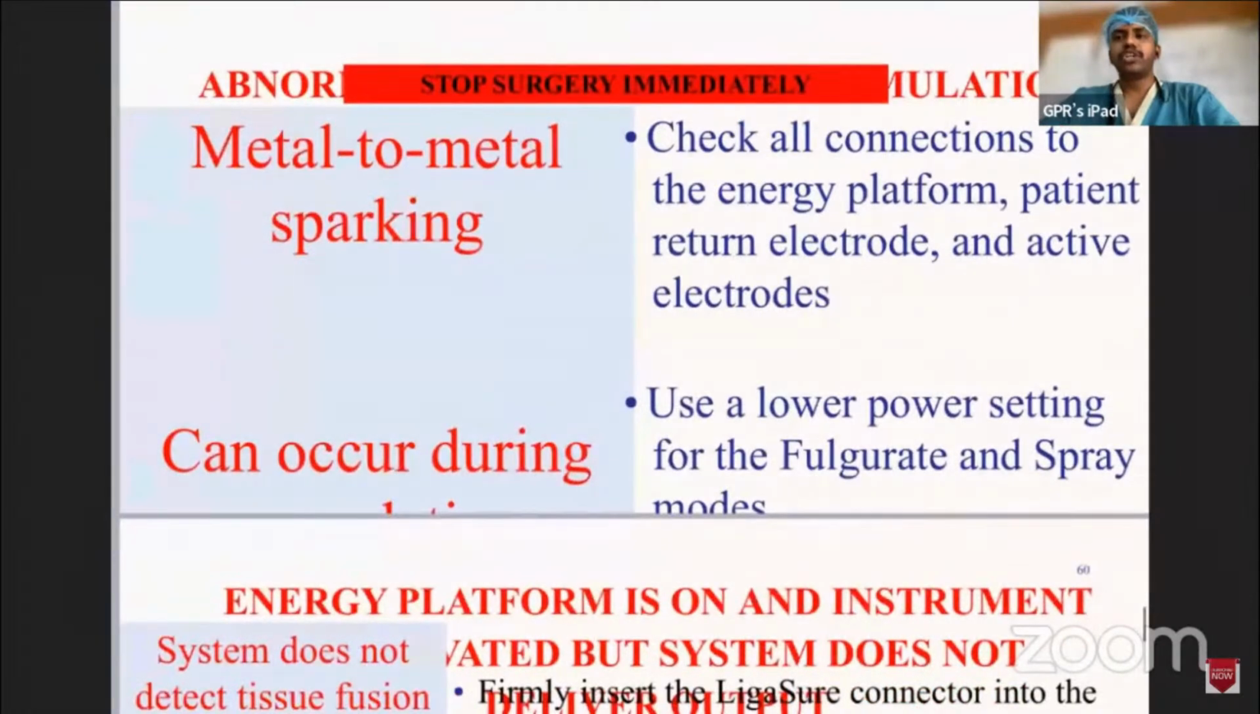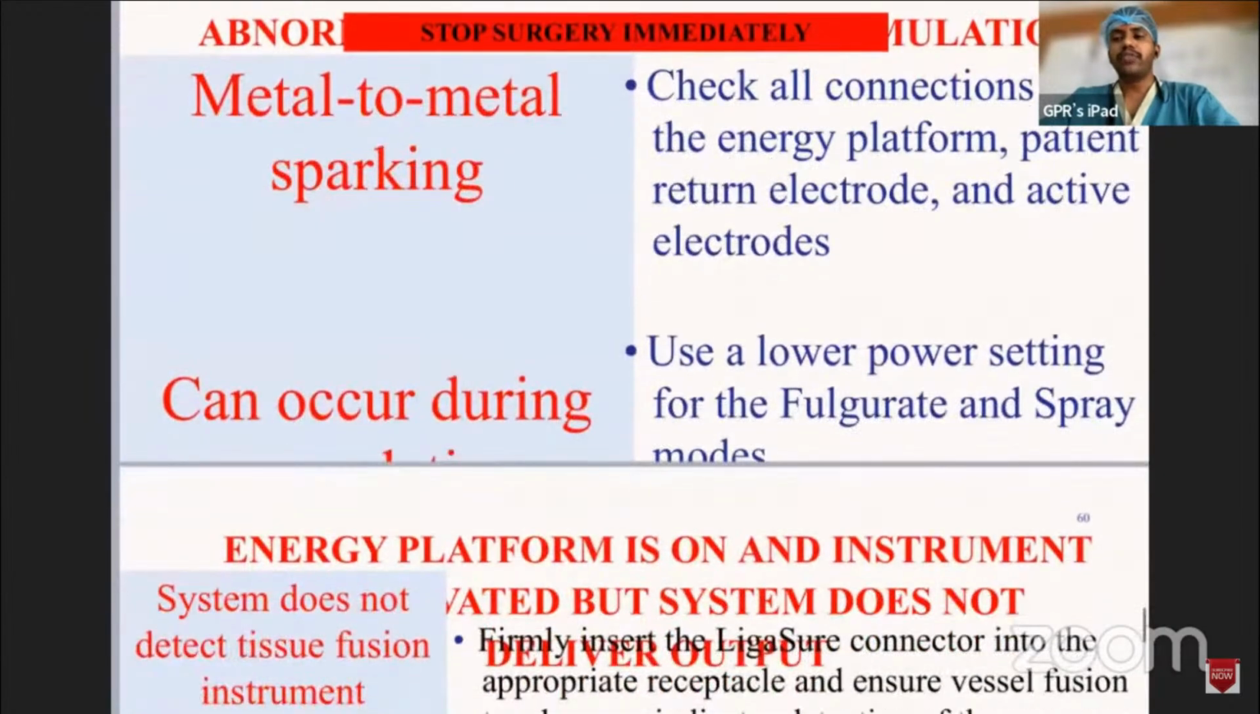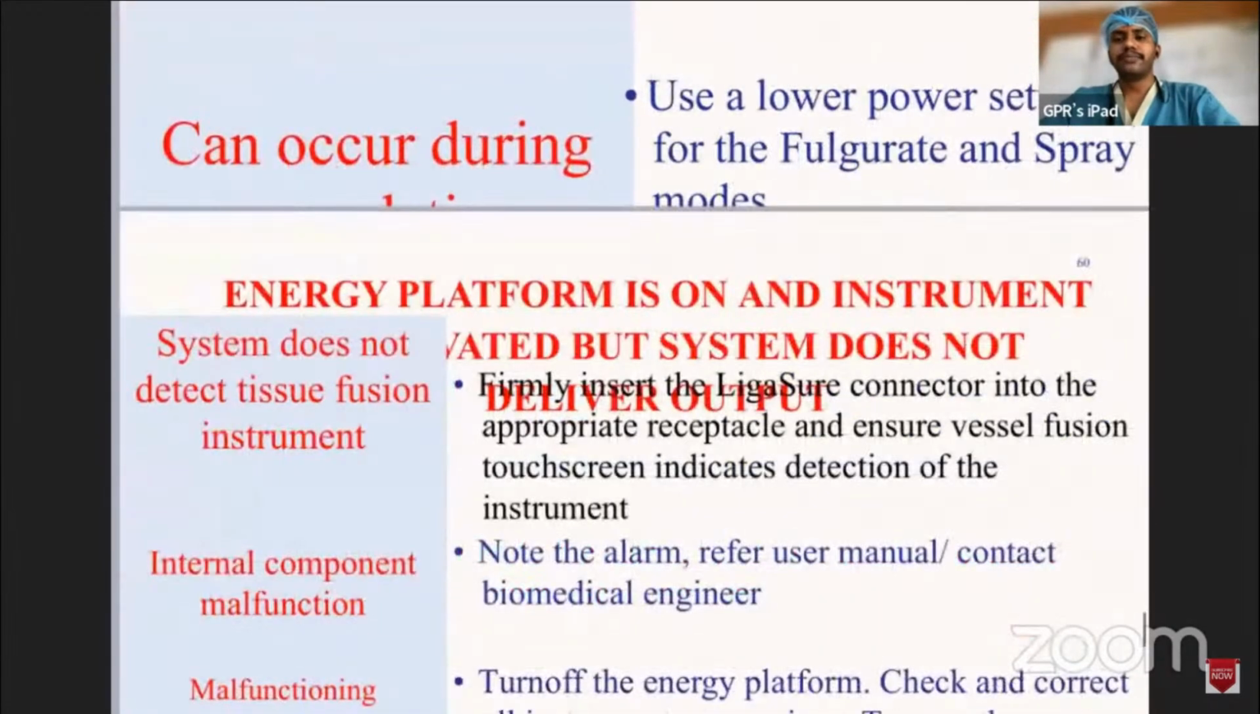So if abnormal stimulation of the tissue is noted, stop the surgery immediately. Metal to metal sparking can happen. If such is noted, we have to check all the connections of the energy platform, the patient's return electrode and the active electrode. This energy dissipation can happen at any low power setting, whether in fulguration or in spray mode.